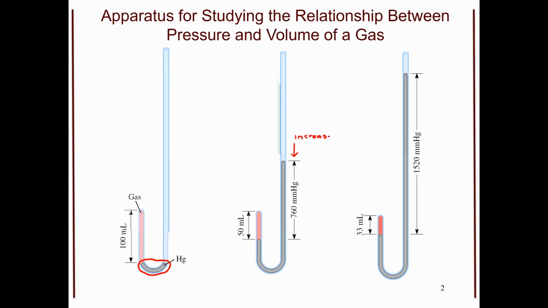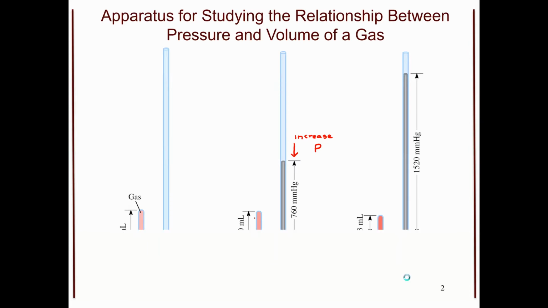If I increase the pressure on my gas, you will notice that my gas is going to occupy a smaller volume. This is due to the compressibility of gases. So as I increase the pressure on a system, you will notice that the volume decreases. If I were to increase the pressure even more, by having 2 atmospheres of gas, you will see that now my volume has reduced to an even smaller amount.